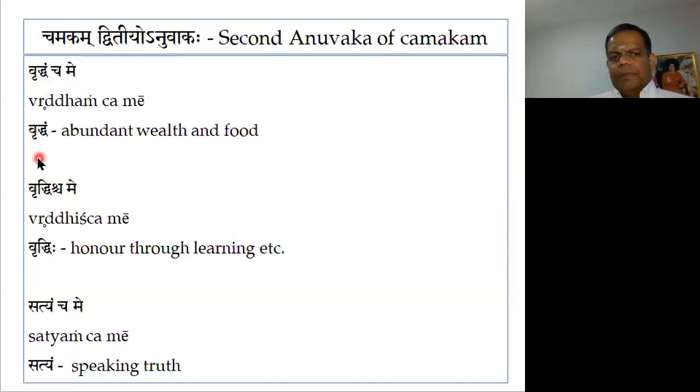Vriddham, the commentators have generally said, means abundant wealth and food. Whatever we have accumulated in terms of food and wealth, let them be beneficial. Vriddham chame kalpatam. The next mantra is Vriddhischame.